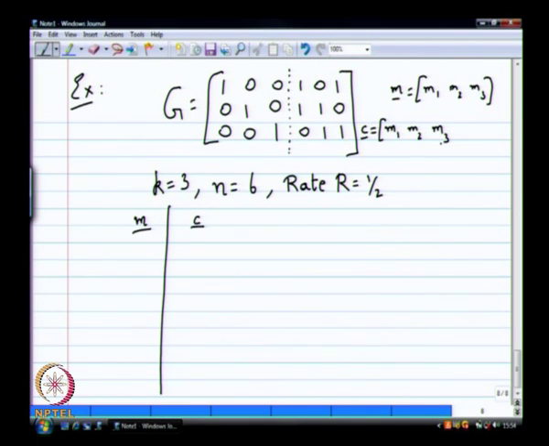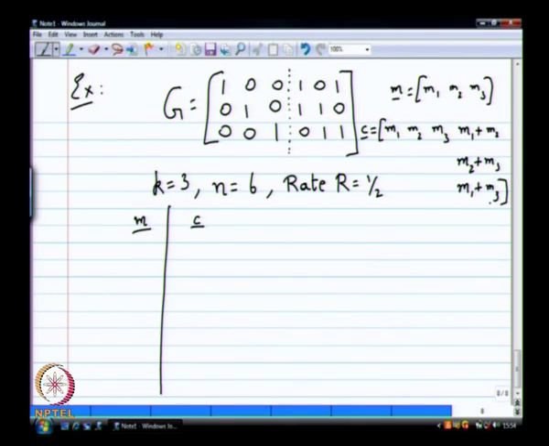How will the fourth bit be formed? It is m1 plus m2. It is good that everybody says m1 plus m2 because by now we are used to mod 2, right. So you do not have to say XOR, it is just m1 plus m2. What will be the fifth bit? m2 plus m3. What will be the sixth bit? m1 plus m3.